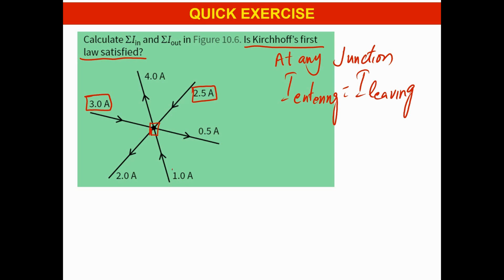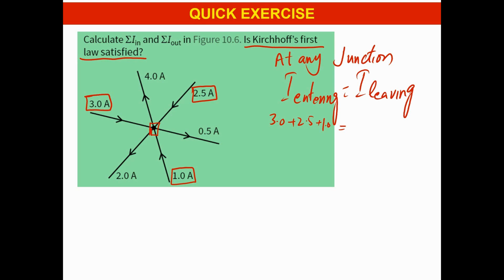And also you can see this current is entering, meaning it is flowing into the junction. So we can write down all here. So I entering, you can simply say we have 3.0 amps, plus 2.5 amps, plus 1.0 amps. The unit for all of them is amps. I'm just writing numbers to make it a little bit simpler and look nicer.